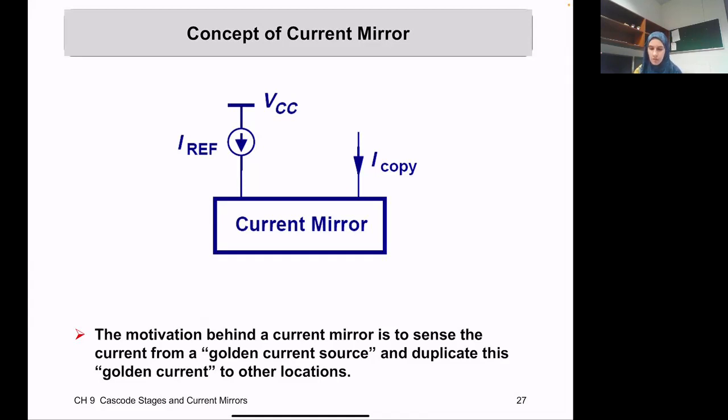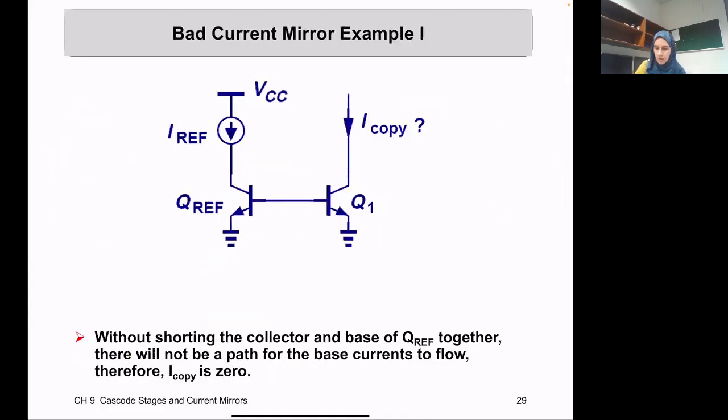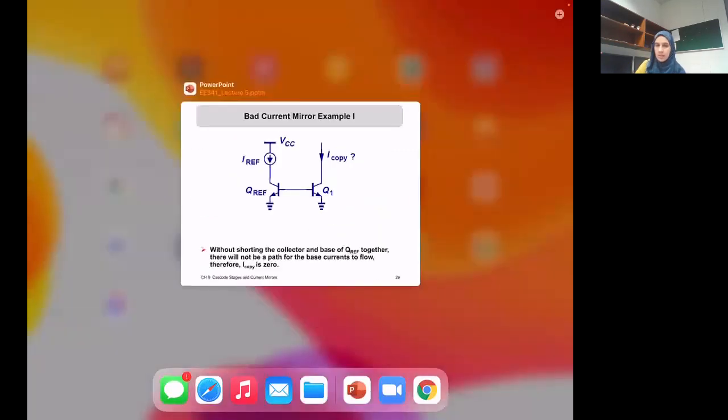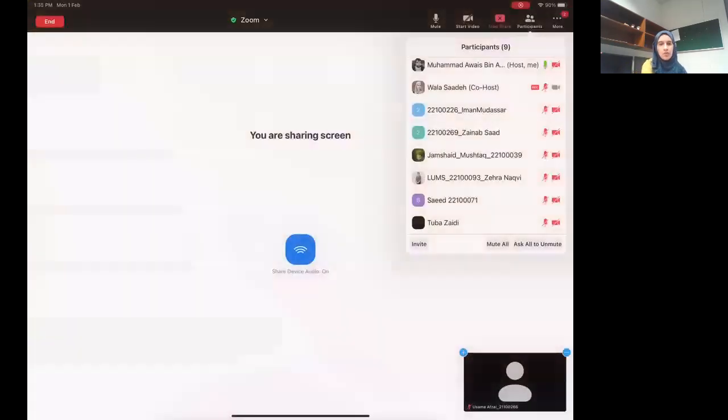Therefore, there is a circuit we call a current mirror that allows us to take copies of the current in the circuit. Okay, so I think we can come back to it next time.